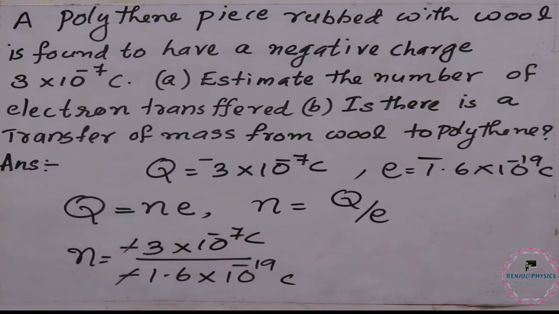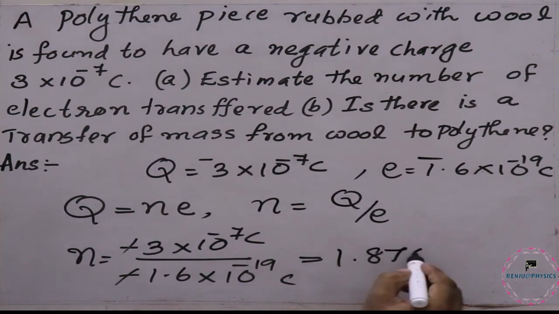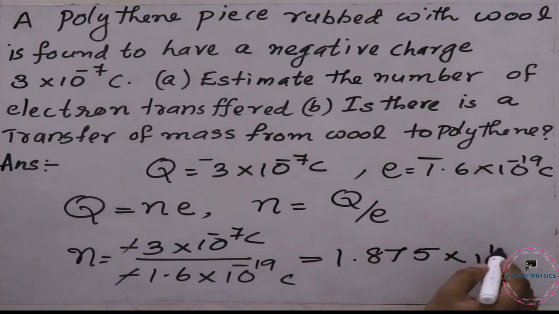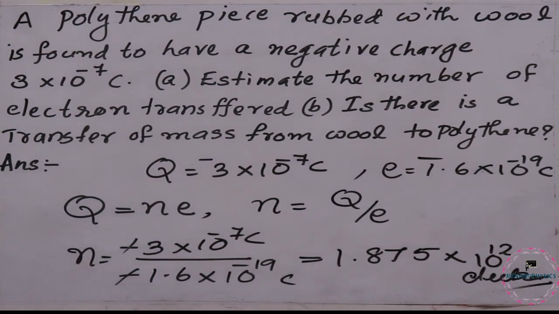Then we solve this, we get the answer 1.875 into 10 raised to 12 electrons. This many electrons are transferred from polythene to wool when they are rubbed, giving a charge of 3 into 10 raised to minus 7. So the number of electrons transferred from polythene to wool is 1.875 into 10 raised to 12 electrons. So that is the answer for the first question.